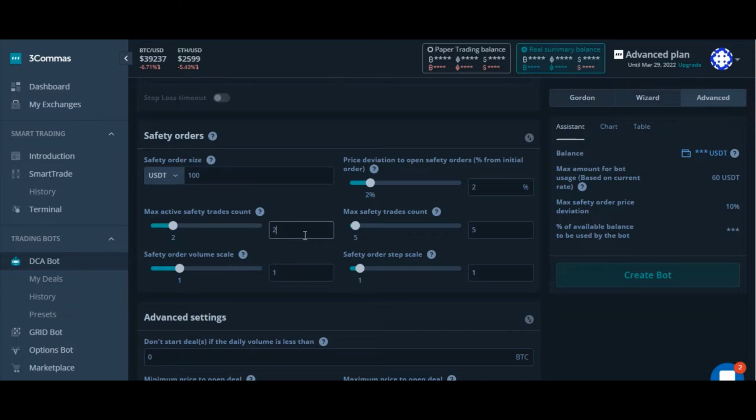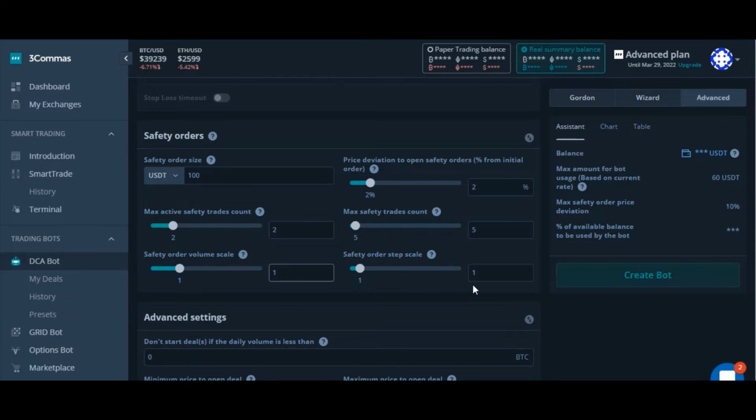If you like, you can keep this one as 5 as well, but it is useless. It is keeping more open orders in your order book. That is not required, right? And safety order volume scale, I keep it 1. If you wish to put a bigger number, you can, because it is always better to buy a higher volume when the price of this particular coin goes down. But for me, I just keep 1.